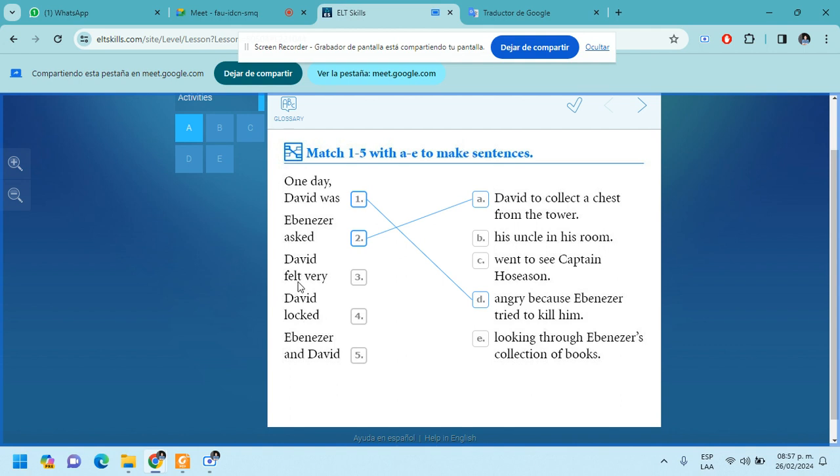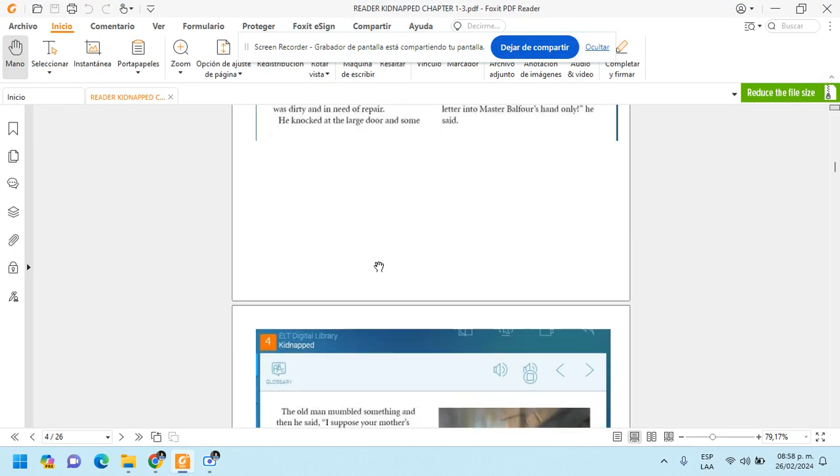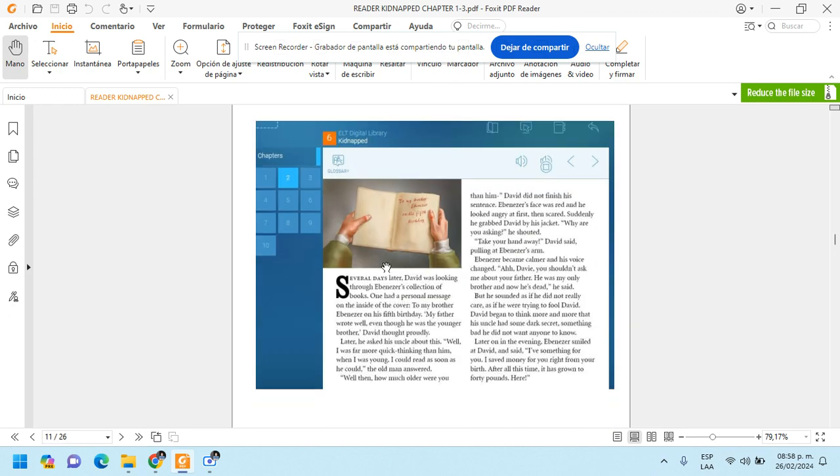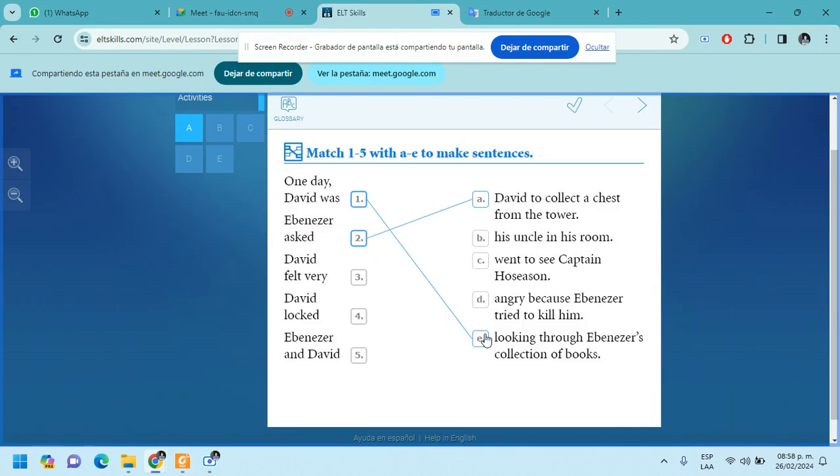Yeah. David felt very... Oh, we did the incorrect option. This is David was looking. This is was looking through Ebenezer's collection of books. Was looking. Estaba mirando los libros. Is this? Oh, sorry. This. One day, David was looking through Ebenezer's collection of books. You see, it's in the first part. One day, David was looking through Ebenezer's collection of books.